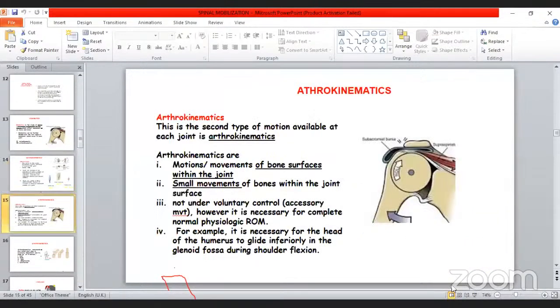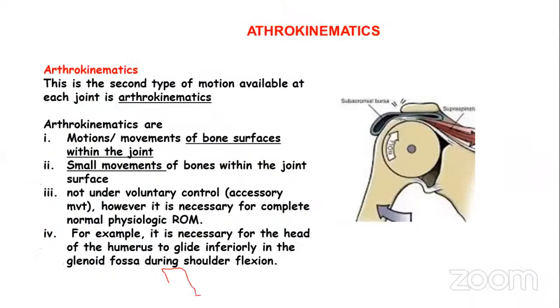However, arthrokinematics, what about arthrokinematics? They are the movements inside the joints. They are movements of bone and bone surfaces, but right inside the joints. And by nature, all these arthrokinematics are small movements. They are not large movements like abduction, adduction, flexion, extension. They are very small movements, and they are not under voluntary control. The person doing the abduction cannot control the rolling inside the joint.